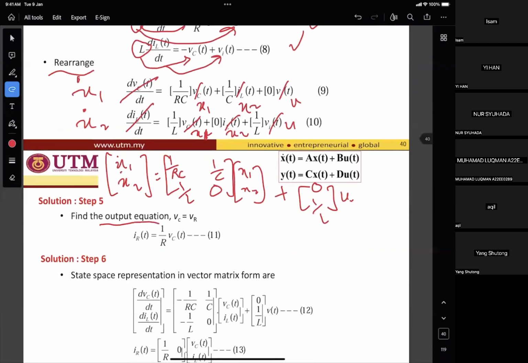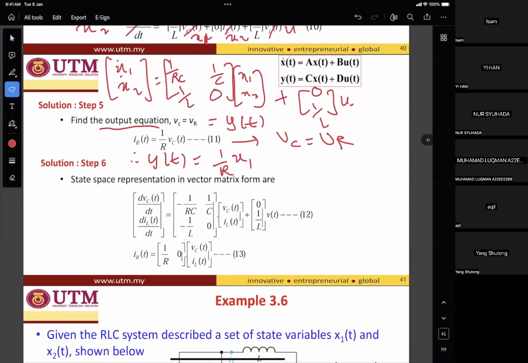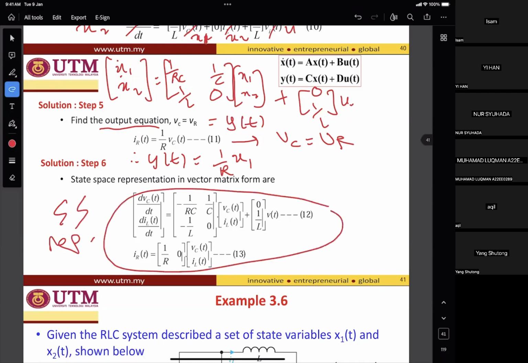But the output of the equation is VC, equal to VR, which is equal to y(t). So IR is equal to VC divided by R, because VC is equal to VR. So y(t) is equal to 1 over R x1. Therefore, you get equation number 12. This is the state space representation for the whole system, as shown in slides number 12 and 13.